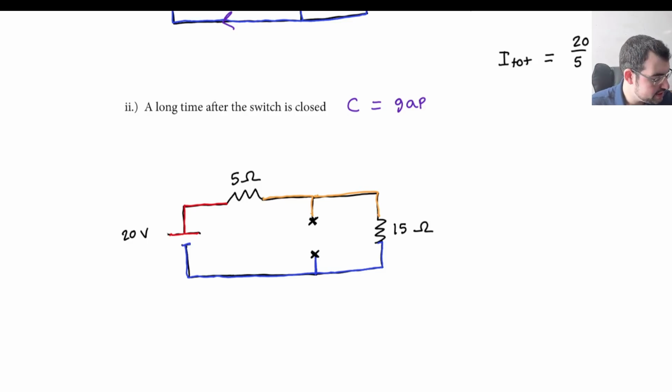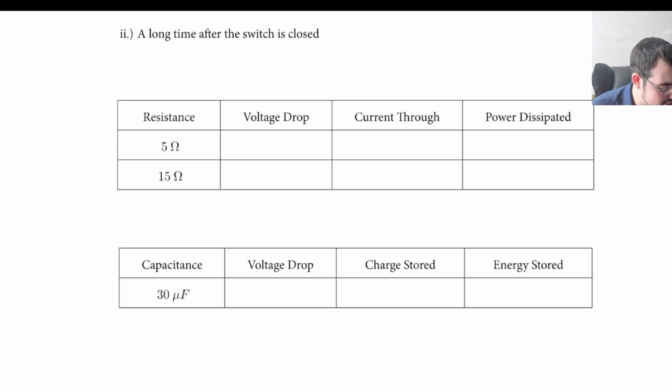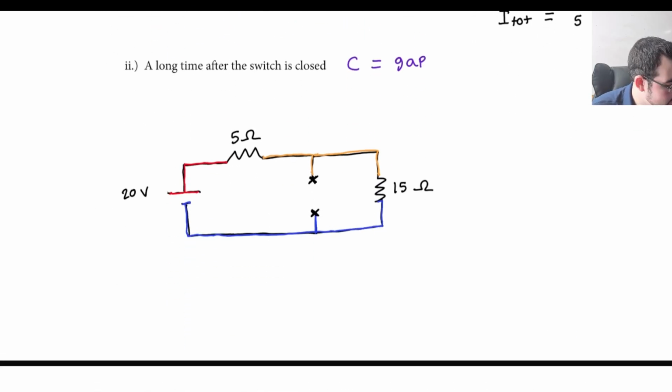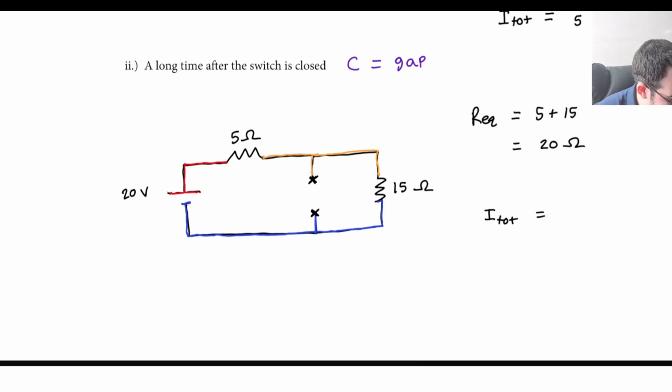So with there being a gap essentially means you can just ignore whatever's going on in that gap. So that means I'm essentially crossing off this, and this just looks like a series circuit. So R_eq is equal to 5 plus 15, which is equal to 20 ohms. So this means my current is the same 20 volts divided by 20 ohms, which is exactly 1 amp.